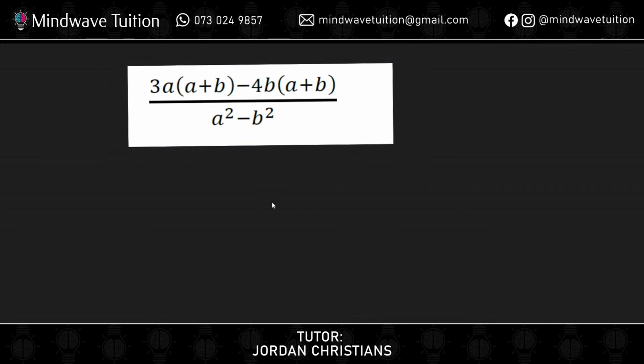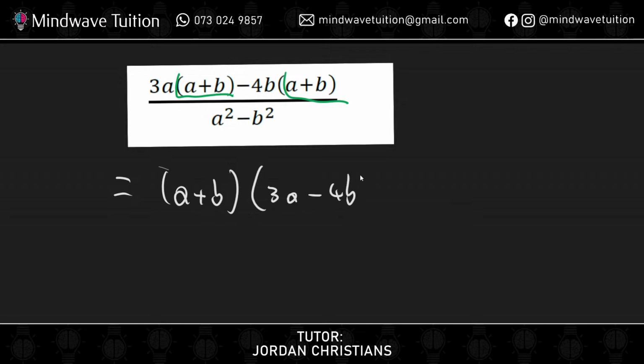So here we have 3a times a plus b minus 4b times a plus b. So this is again our factorization that we can do for each of them. The top is a common bracket. We have a plus b as the common bracket, which means we can take out a plus b, leaving us with 3a minus 4b.